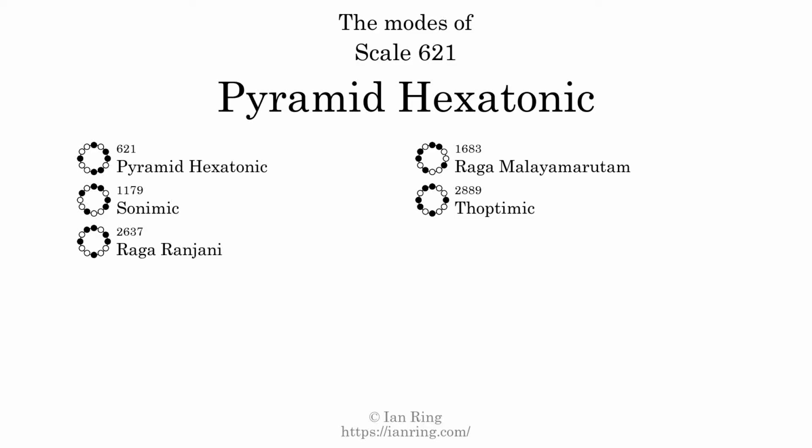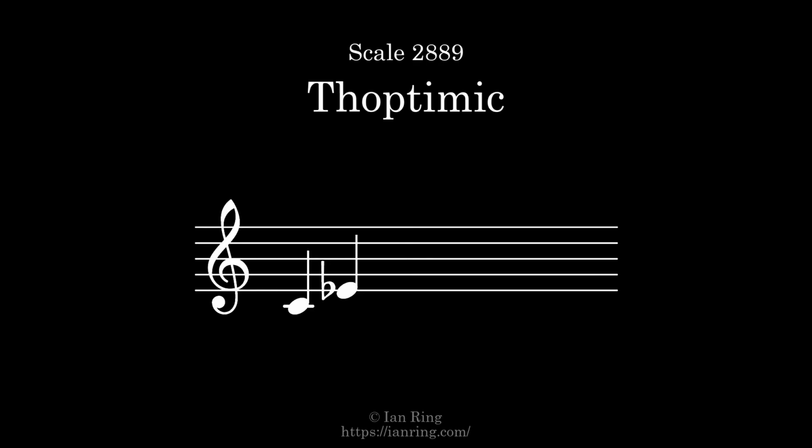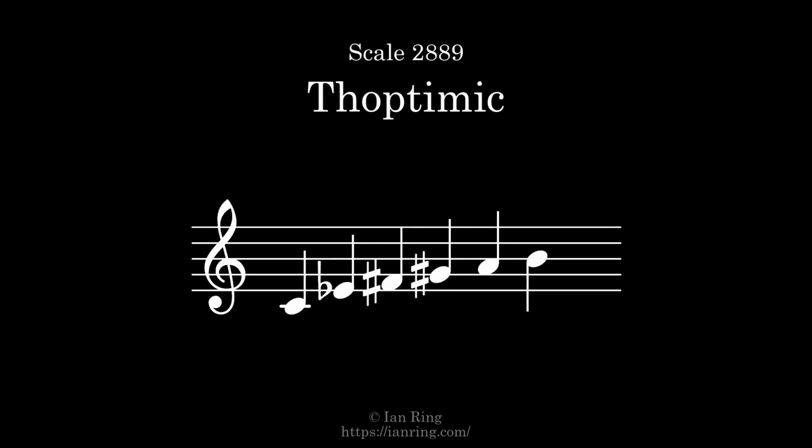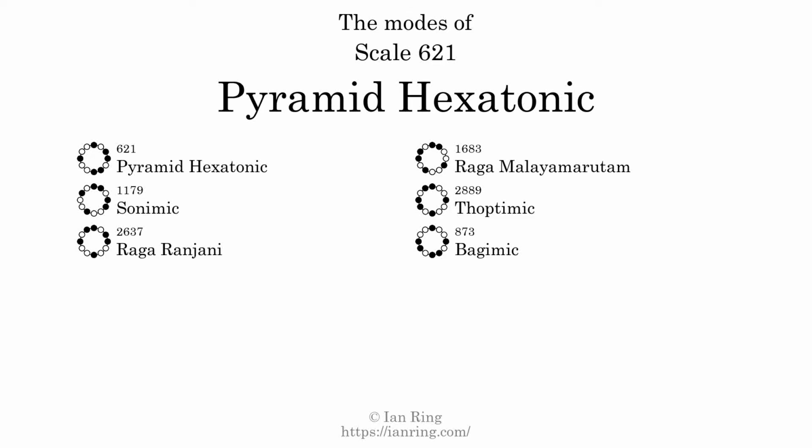The fifth mode is scale 2889, also known as thoptimic. It sounds like this. The sixth and last mode is scale 873. Also known as bajimic. It sounds like this.